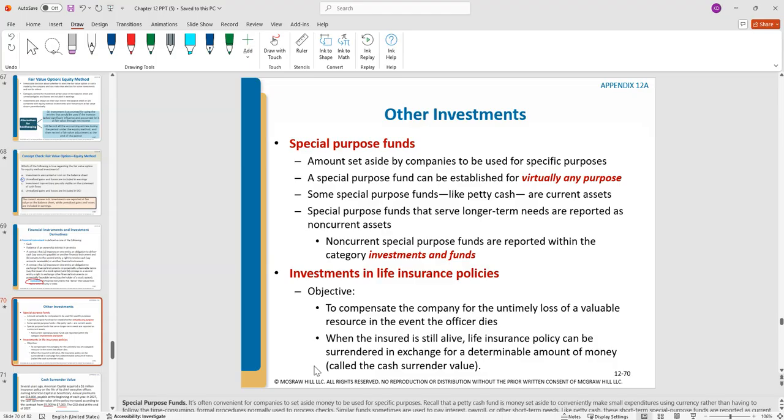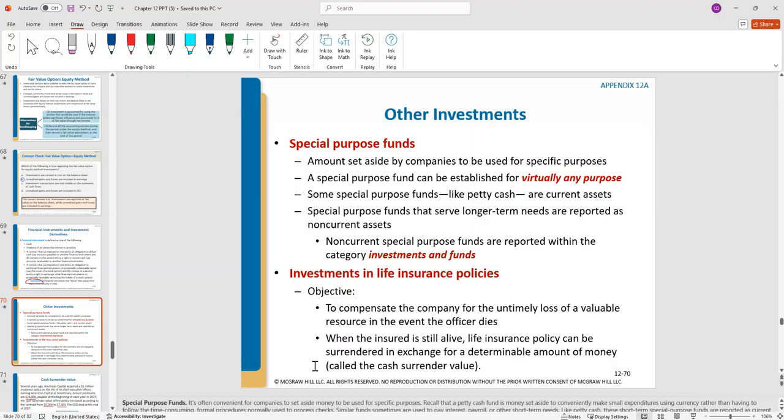Other kinds of investments, right? So we've talked about debt investments, we've talked about equity investments. There are other kinds of investments on there, special purpose funds. So these are amounts set aside by companies to be used for specific purposes. Like, hey, we're building a building, we need to set money aside for that. Hey, we're setting money aside to pay back a bond that we issued. Essentially, whatever it's connected with, that's how you're going to classify it.